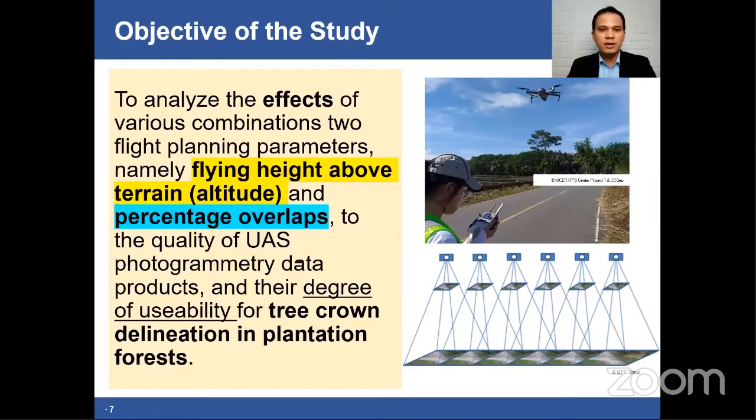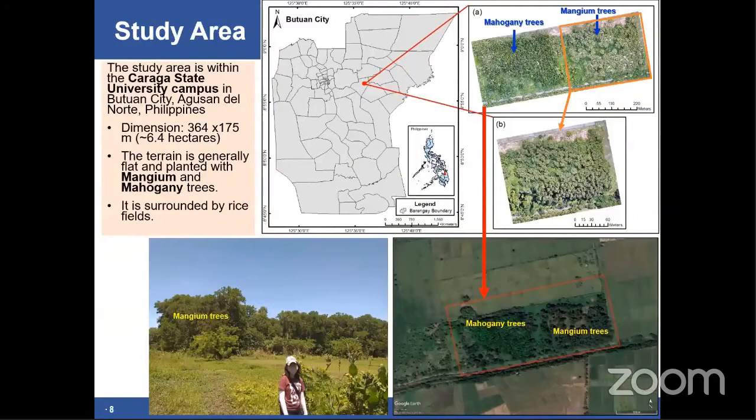The study area is within the Caraga State University campus in Butuan City, Agusan del Norte, Philippines, with a dimension of 364 by 175 meters.